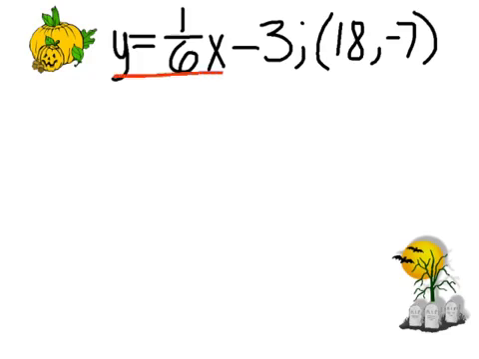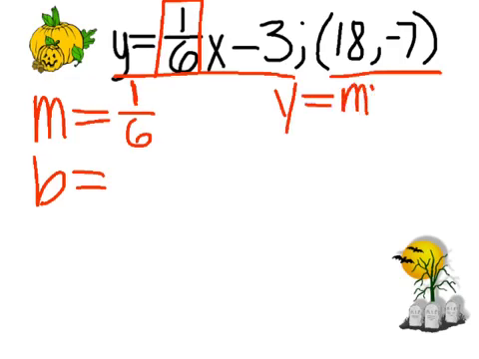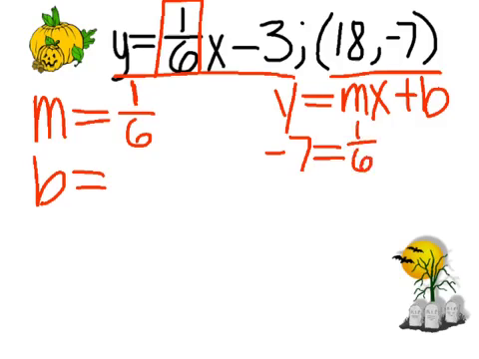Alright, for this practice problem, we have y equals 1/6x minus 3, and our point is 18, negative 7. What is our slope for our parallel line? 1/6. Right, they're going to be the same. What are we going to plug in for y? Negative 7. What are we plugging in for our slope? 1/6. And what are we plugging in for x? 18.